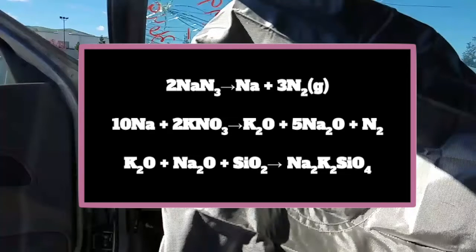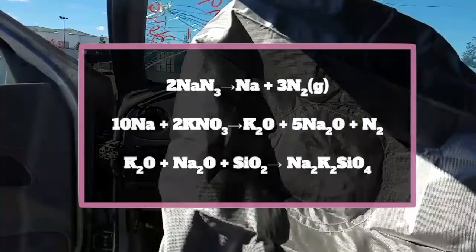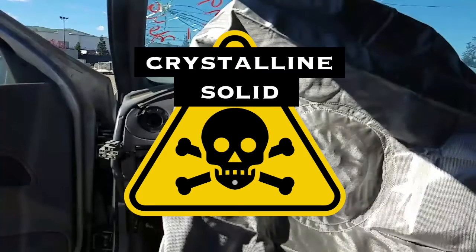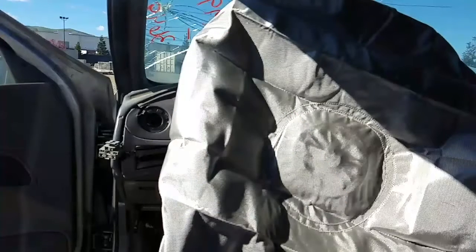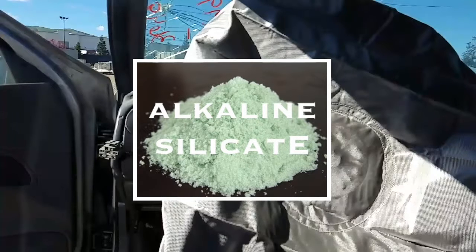The first equation is the one that is present at the start of the process, which starts with sodium azide, which is a crystalline solid at room temperature and it's an ionic compound. But since the sodium liberated is incredibly toxic, in the second reaction the sodium reacts with potassium nitrate to transform into an alkaline silicate, a product which is no longer toxic. The alkaline silicate is an amorphous solid at room temperature and it's also an ionic compound.